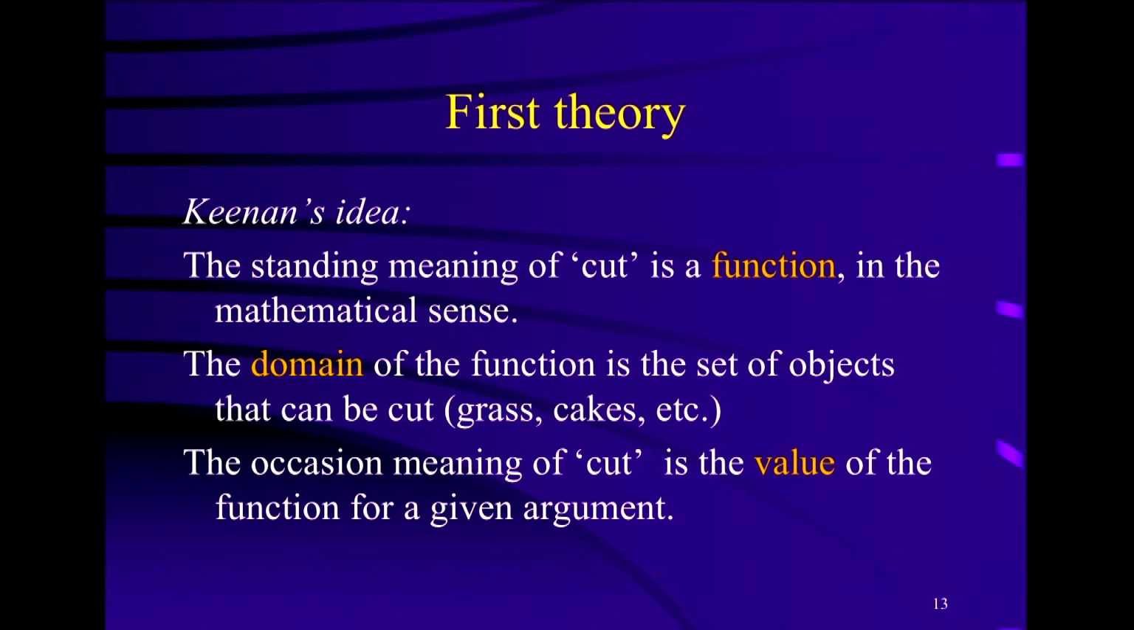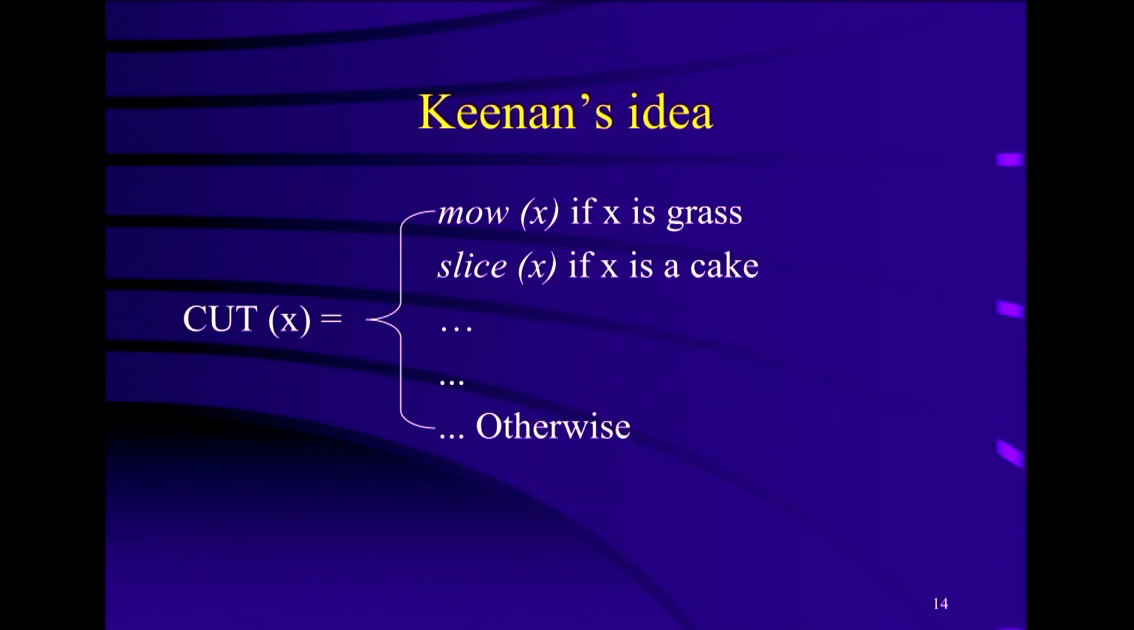So that's what cut means. It means to cut in the manner in which you cut that sort of thing. But that sort of thing is something that really depends upon the complement of cut. If you have cut the grass, then cut means cut in the manner in which you cut grass, that is mow. If you have cut the cake, the occasion meaning is something like cut in the manner in which you cut cake, that is slice. So that's the general idea, which we can represent this way. To cut something X is to mow it if it is grass, to slice it if it is a cake, and so on. And then you get a list of possibilities, I suppose.